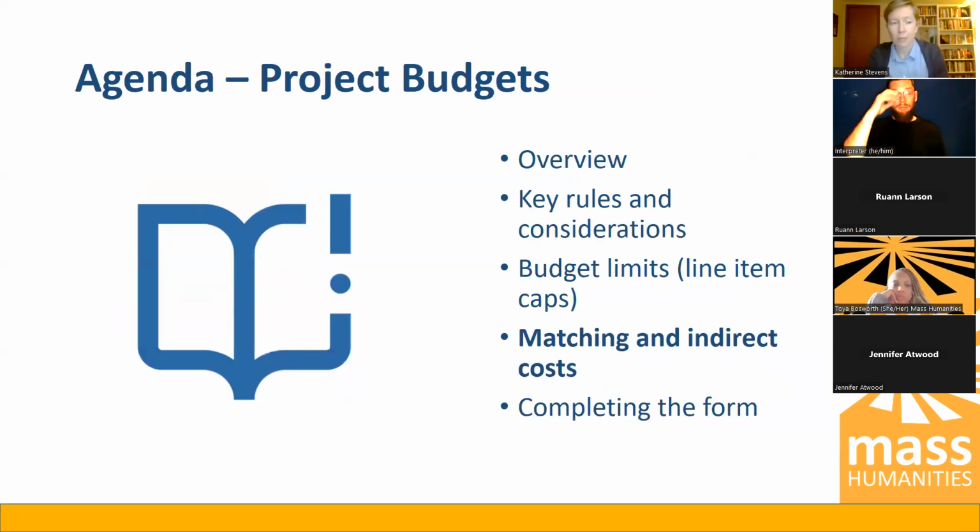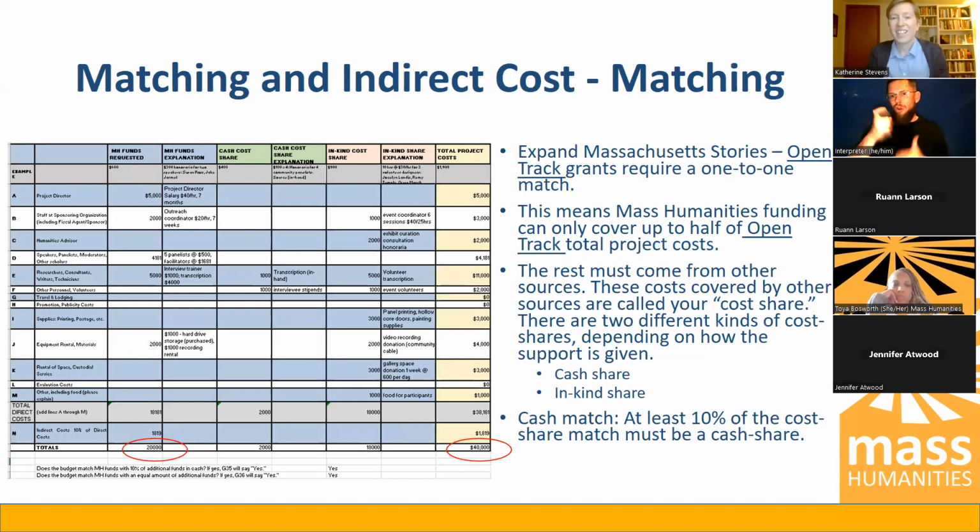Those are the limits. And we've, I think, reduced some of those limits from past budget requirements. We've tried to make them simpler. I'm going to move on to matching and indirect costs. So this is the full set of requirements for matching costs, and I'm going to go over these in general and then get into some of the specifics.